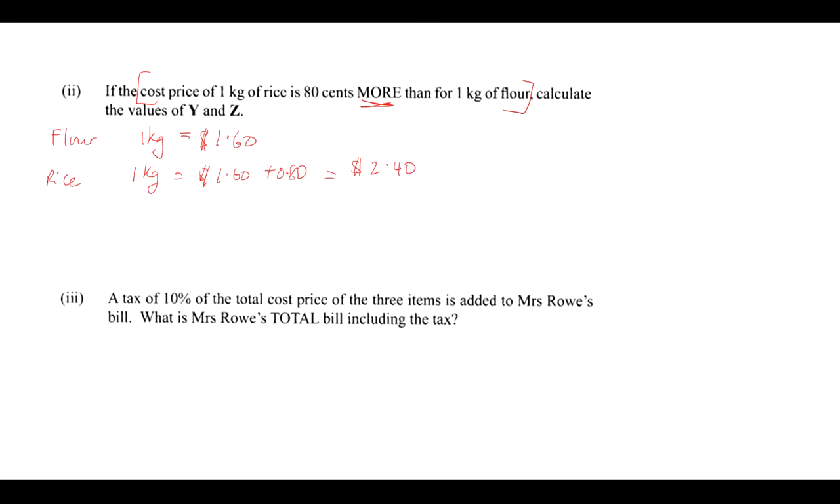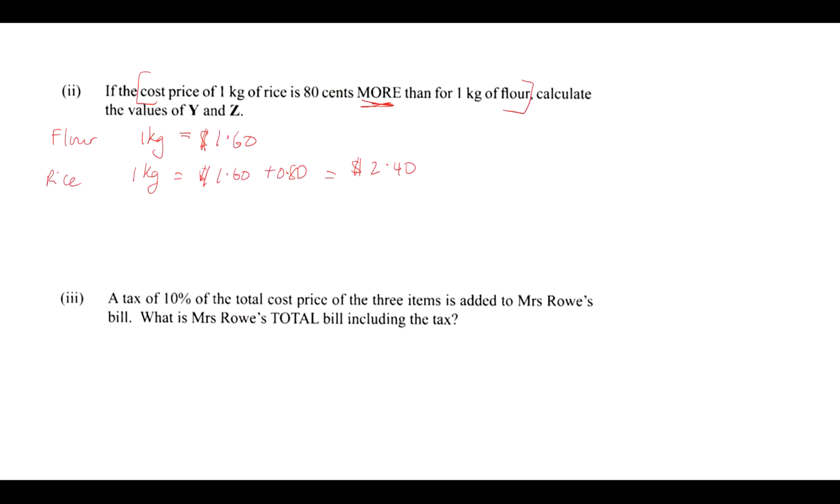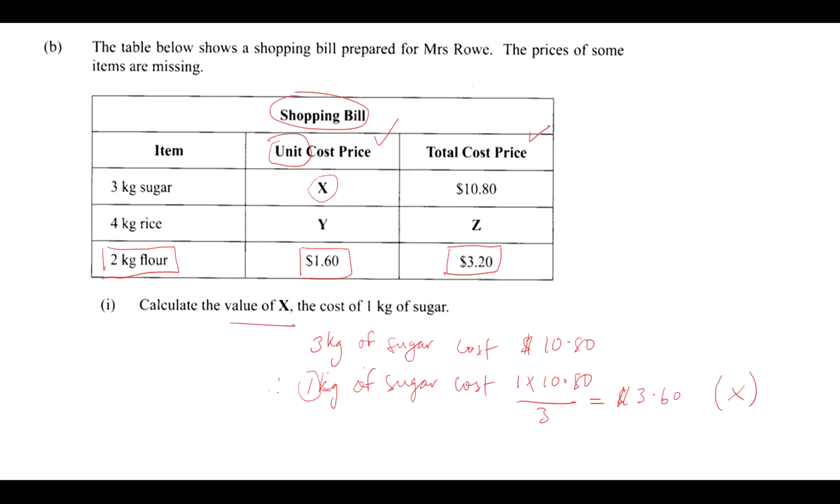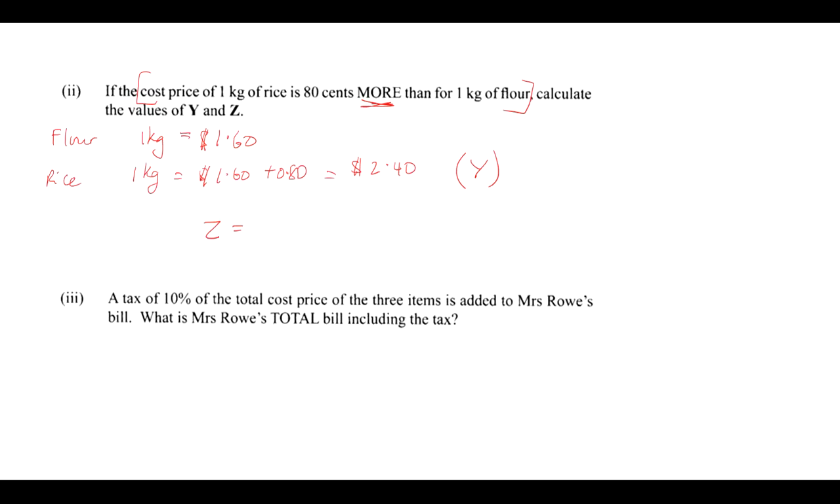Now we want the value of y and z. What is y and z? So y is the unit cost price for rice, which is what we just worked out. So this here is the value for y, right? That's the unit price for rice. And then in the case of z, we have to find z. So she bought 4 kilograms of rice. So therefore, z will be 4, because she bought 4 kilograms, multiplied by $2.40. Right? So 240 multiplied by 4, and that gives me $9.60. Right?